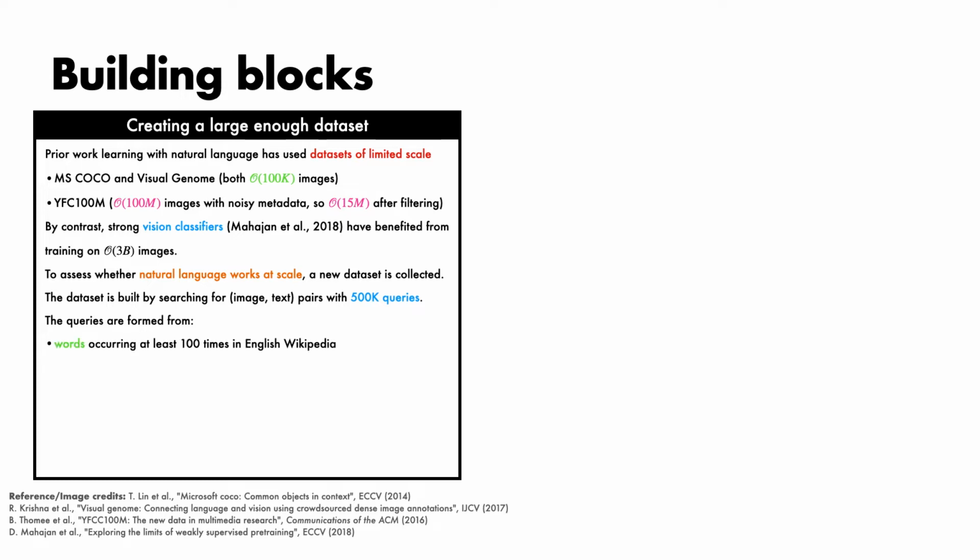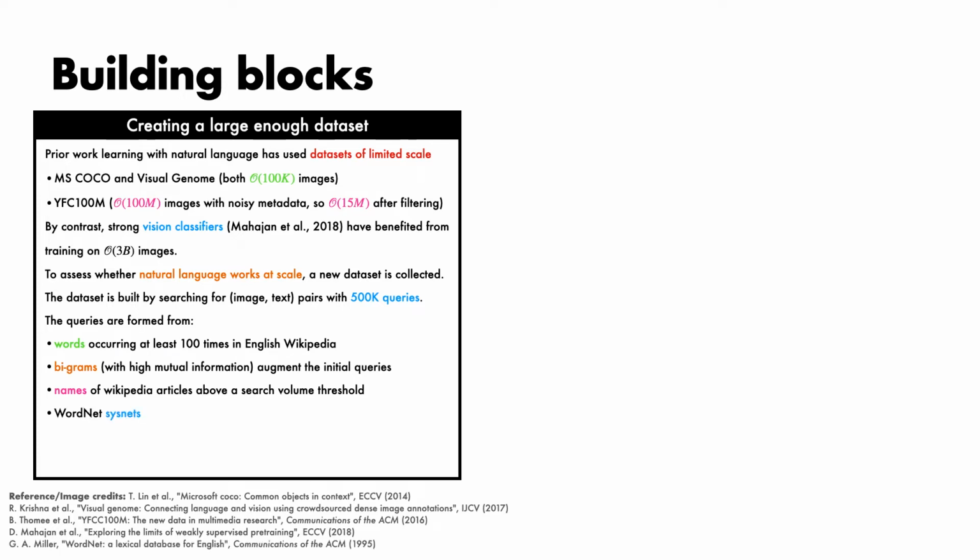The search queries for the dataset are formed from words occurring at least 100 times in English Wikipedia, which are then augmented with bigrams exhibiting high mutual information with these words. Other queries are formed from names of Wikipedia articles above a given search volume threshold, and any synsets of WordNet that were not included by the steps above. A form of approximate class balancing is performed by including up to at most 20,000 image-text pairs per query. The resulting WebImageText, or WIT, dataset contains a total of approximately 400 million image-text pairs.